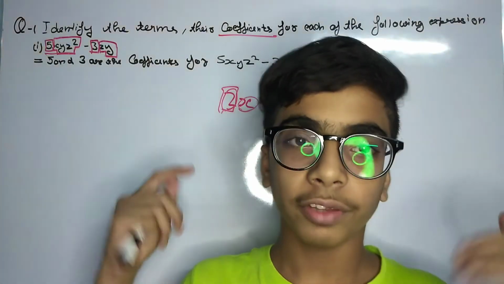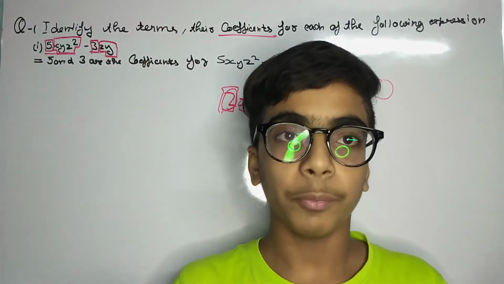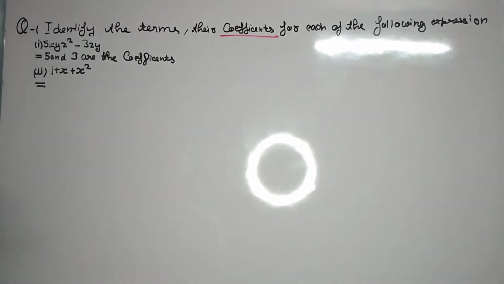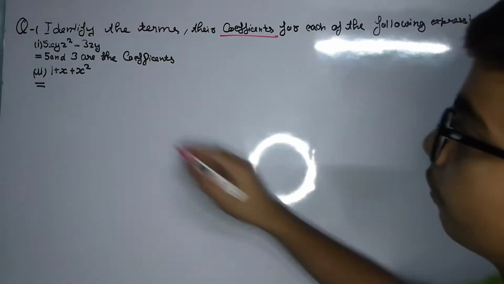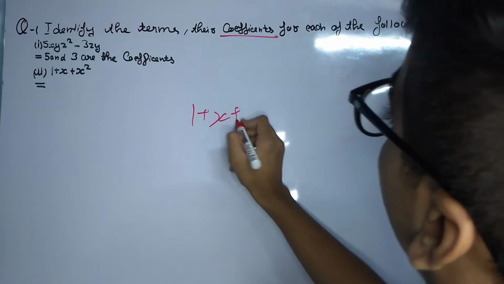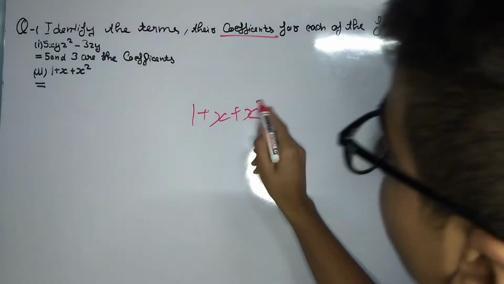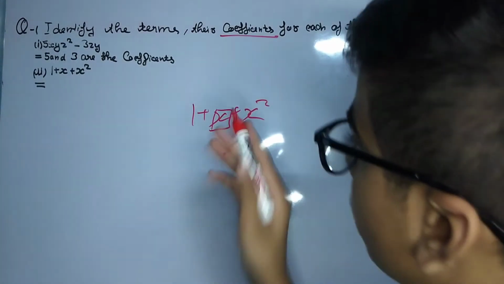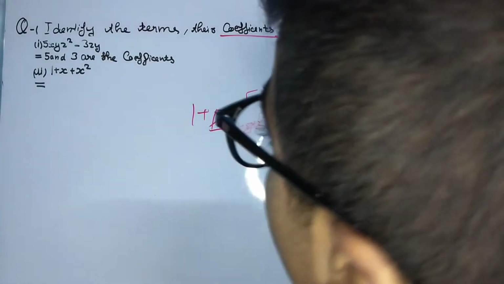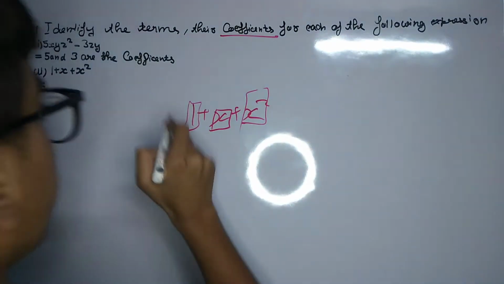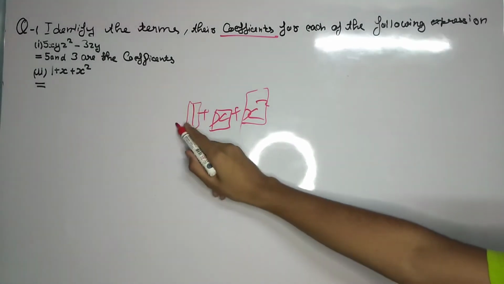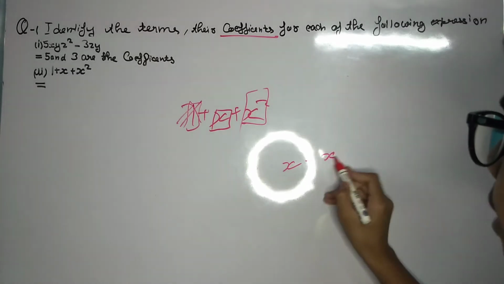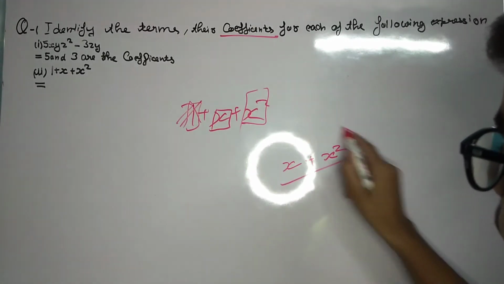So that's all for this first part, and now let's come to the second part. In this part we got three terms. So this is 1 plus x plus x square. Now you are thinking that there is no number before the variable, so what will be its coefficient? Many of you are thinking that this is the coefficient, but this is not the coefficient. So we are having x plus x square, and we will find the coefficients from these two.